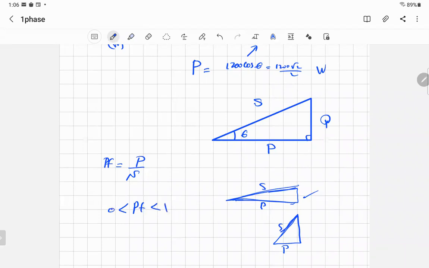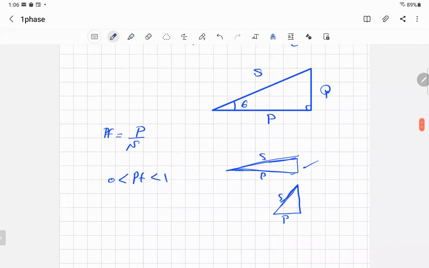What happens if you have a bad power factor? Let me just check these two triangles. You said that this is better than this one, and that's right. What do you observe about Q in both? Q here is smaller than Q here. Because if you are consuming less power from the apparent power, it means you are consuming a lot as reactive power.